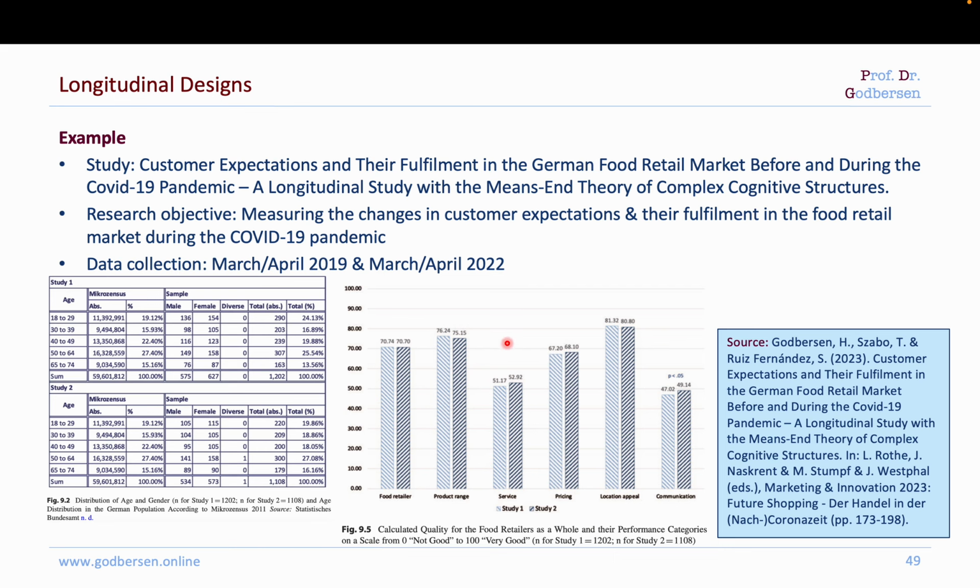And this figure in the middle here, this is how the results might look. Here's the quality on a scale from 0 not good to 100 very good for different performance categories of food retailers, like the food retailer in general, the product range they have, the services, the pricing, the location, appeal, and the communication. And then we can see what was in study 1 in 2019, and what is the score in 2022, and our results show not much change, but communication improved slightly.